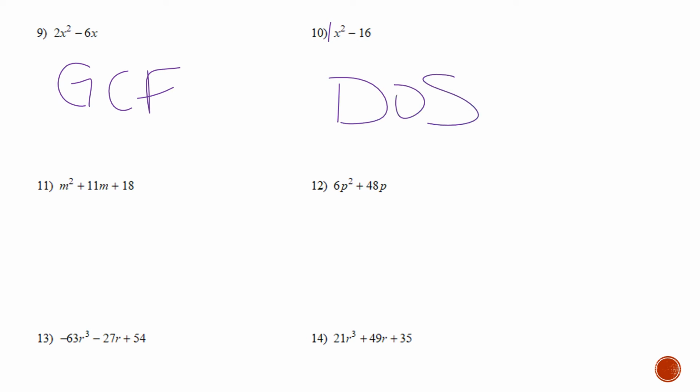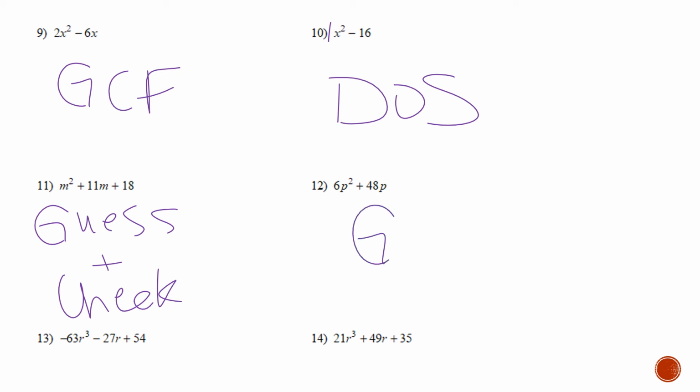Number 11, they do not all have m's. The number they would have in common would be 1, so that doesn't change my problem. There are 3 terms, so that's going to be that guess and check method. Okay, number 12, they both have p's, so I know that that's going to be the greatest common factor method.